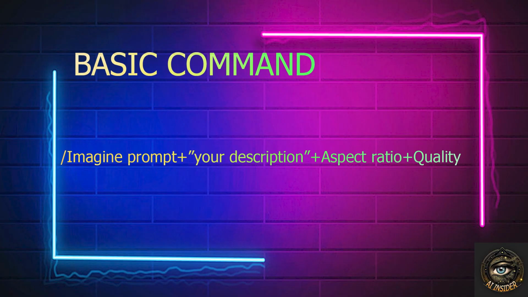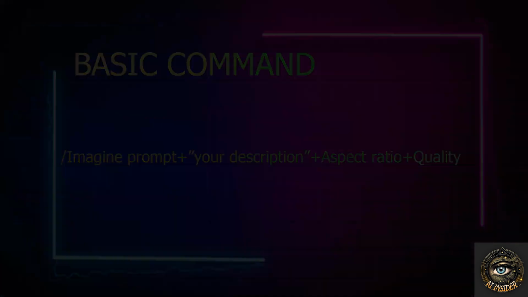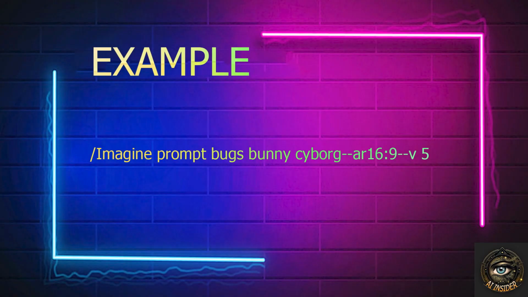Step 3. Learn basic commands. To interact with the Midjourney bot and generate images, you'll need to use basic commands. Commands are used to create images, change default settings, and perform other helpful tasks. Here's an example command structure: /imagine prompt plus your description plus aspect ratio plus quality plus upscaler.